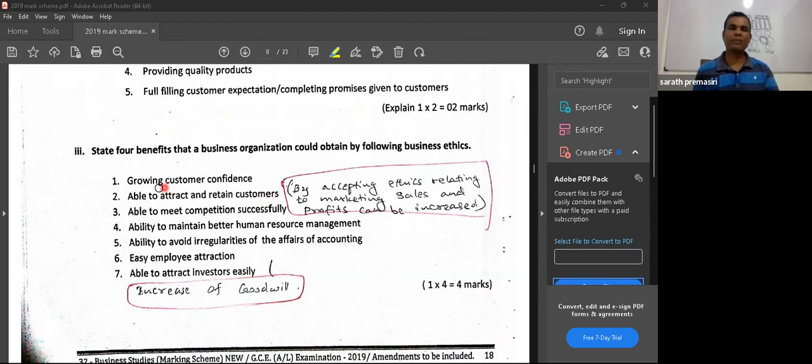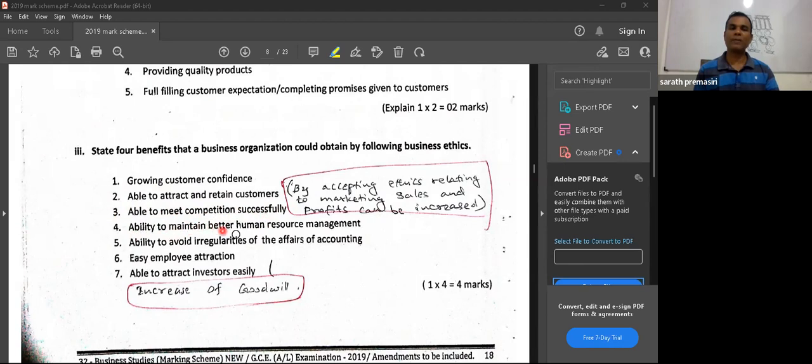Able to meet competition successfully. If the business is practicing good business ethics, it creates the business image. People respect this practice of ethics so that they are able to compete in the market with other competitive businesses.